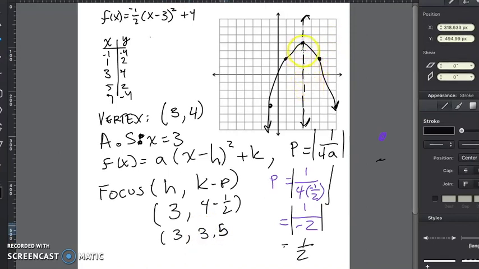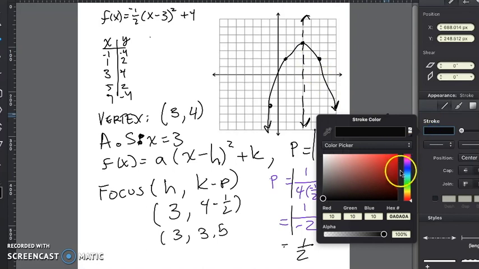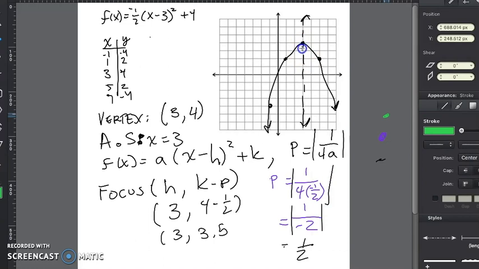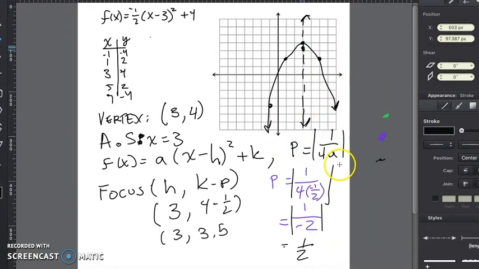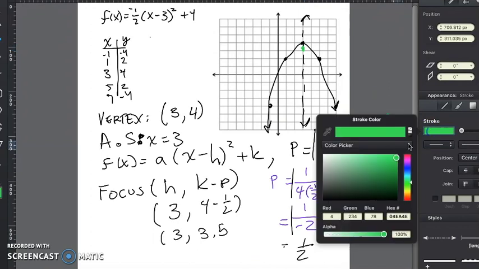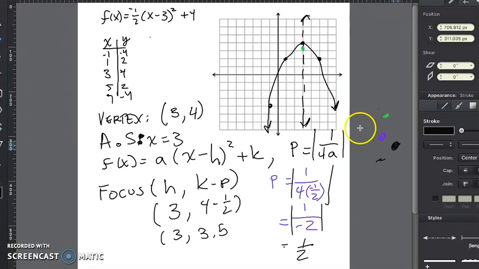3.5 is going to be right about here. In fact, let's just change colors here. Our focus is going to be right about there. Sorry it's not more clear, but limitations of technology. Let's undo that for a second. Okay, so that's going to be our focus.